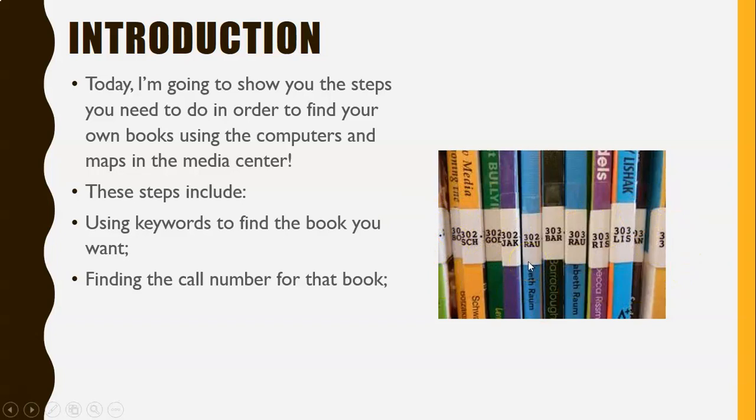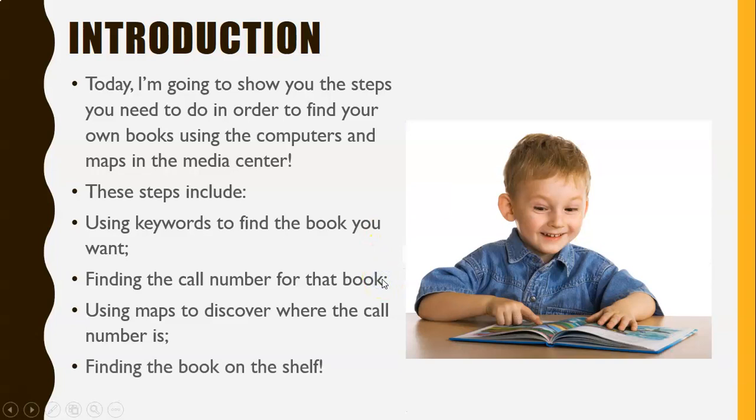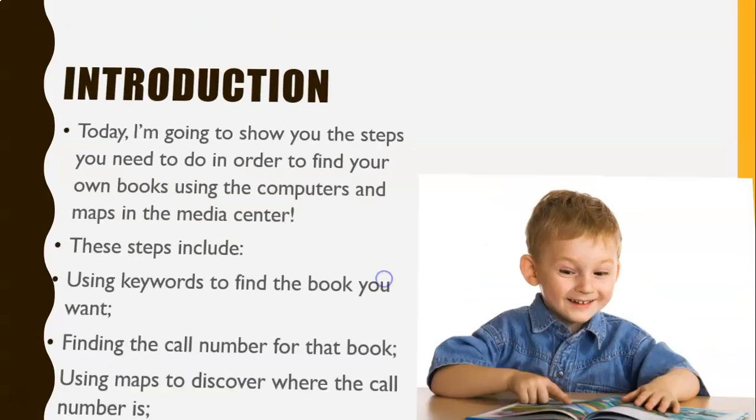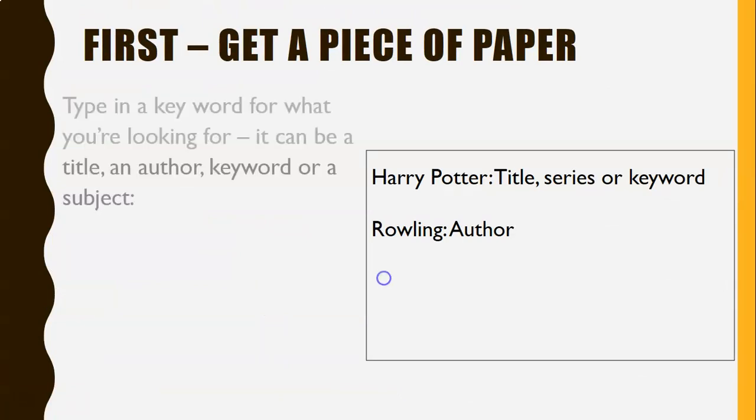A call number is like an address for your home where you live. This is the address of the book you want. It's the same kind of concept. Instead of finding your home, you're going to find your book. And we're going to use maps to discover where the call number is. And then, if you were here with me, we would find the book on the shelf. But when you come back, you'll know how to find the book on the shelf yourself. All right? So, the first thing you need to do is you need to have a piece of paper.